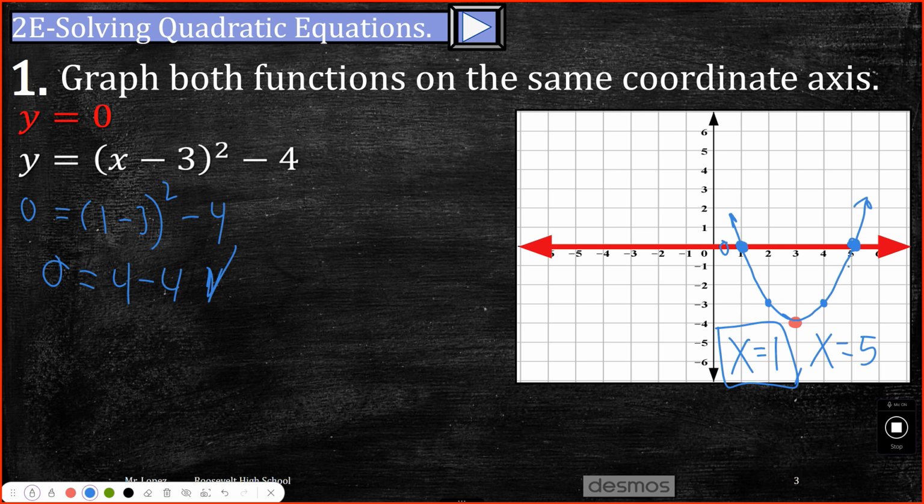If you want to do it for x equal to 5, plug in 5. I'm going to do it quickly. 5 minus 3 is 2. 2 squared is 4. 4 minus 4 is 0. It checks off at 0. They're called zeros of the function.